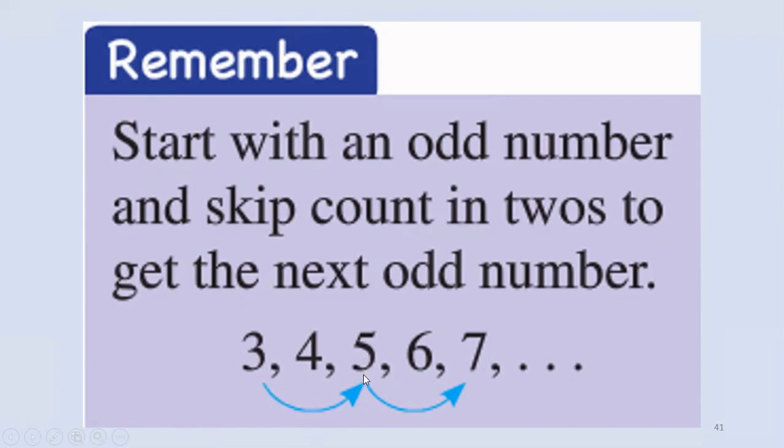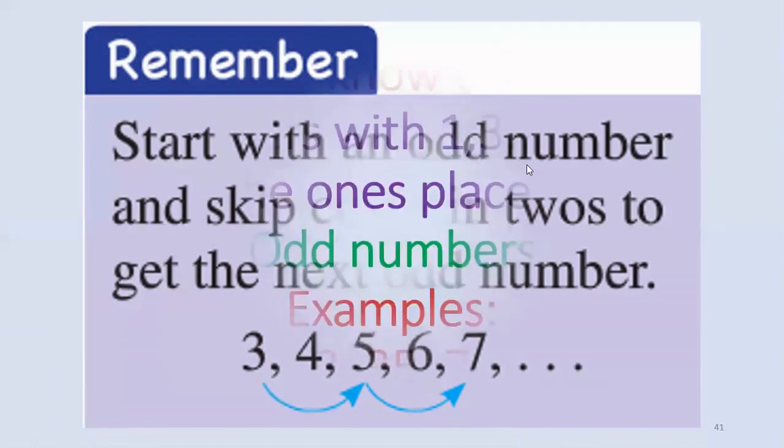And after 5, again if we do the skip counting in 2s, which number will come? 7. So 7 is also an odd number. And after 7, if we do the skip counting, which number will come? It will be 9. And so on. Like this, we can guess many more odd numbers.